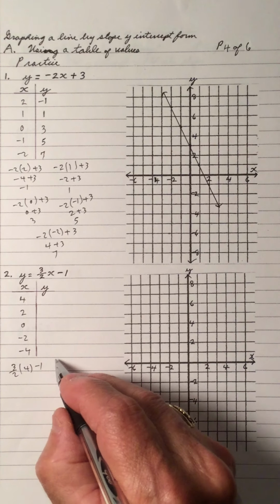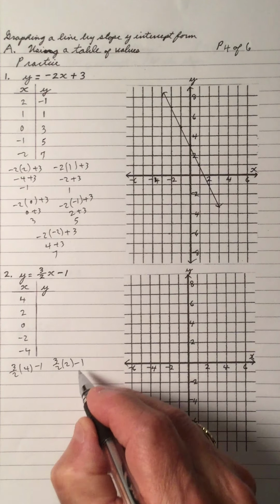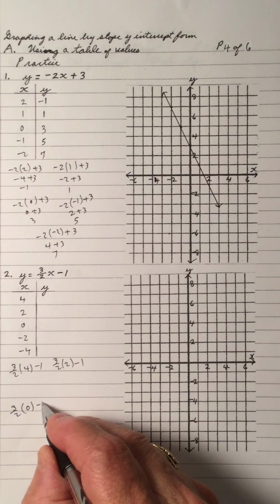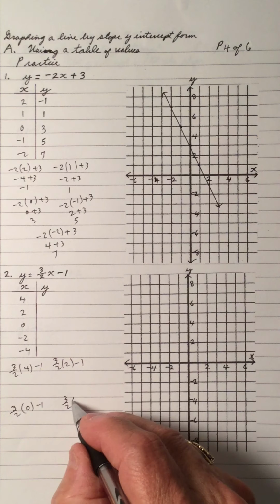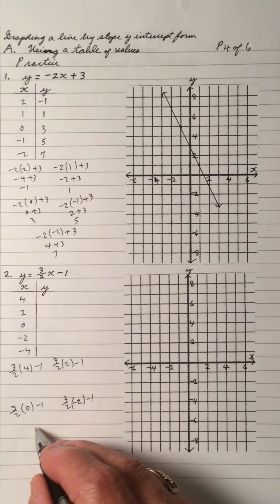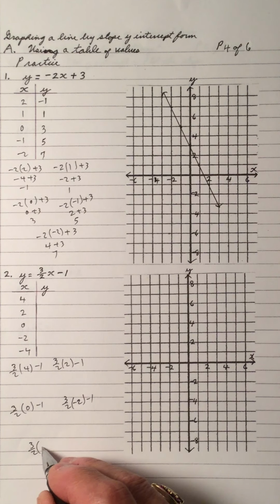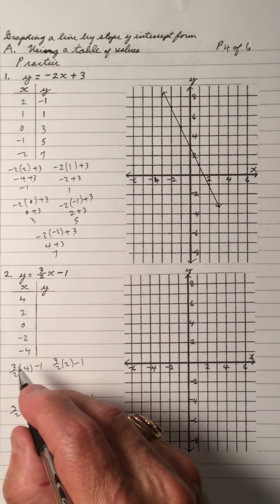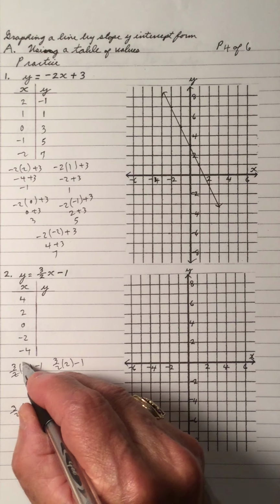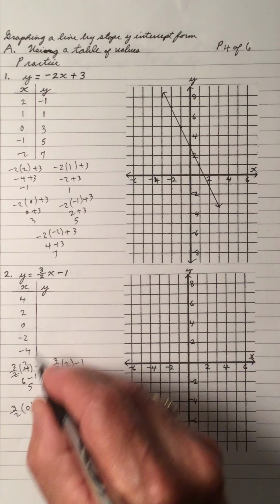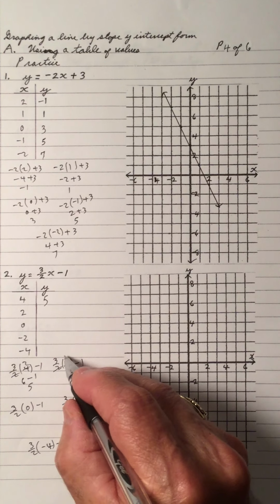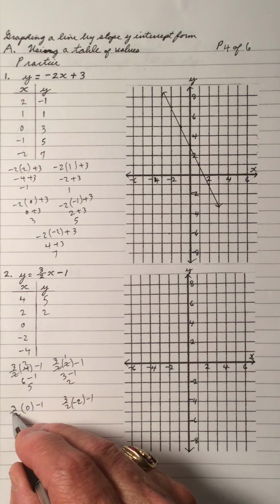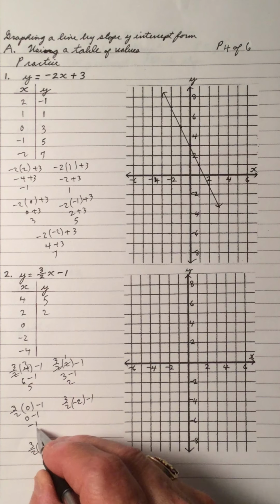And I go 3 over 2 times 4 minus 1. So I'm putting 4 in. So 3 over 2 times 2 minus 1. 3 over 2 times 0 minus 1. 3 over 2 times negative 2 minus 1. And 3 over 2 times negative 4 minus 1. And remember, I picked the numbers so the denominator will cancel out. 2 into 4 goes 2, 6 minus 1 is 5. 2 cancels into 2, 3 minus 1 is 2. And 3 over 2 times 0 is 0, minus 1 is negative 1.